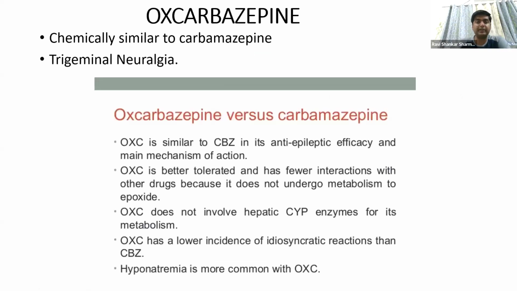Oxcarbazepine: I told you it is chemically similar to carbamazepine, and you must also know the differences. Apart from this, pregabalin, gabapentin. Oxcarbazepine is better tolerated, meaning fewer side effects, and it has fewer interactions as compared to carbamazepine, and it does not involve hepatic cytochrome P450 enzymes for its metabolism. Again, there is a lower incidence of idiosyncratic reactions, but just remember, hyponatremia is more with oxcarbazepine.